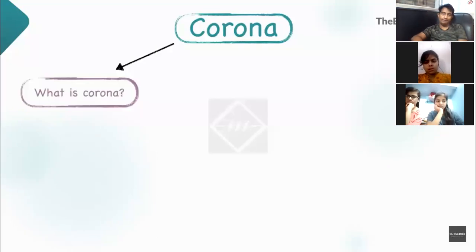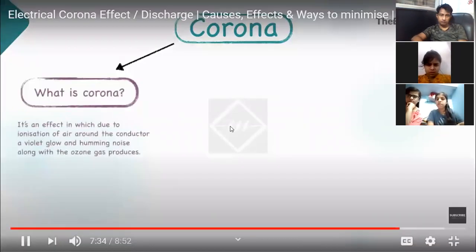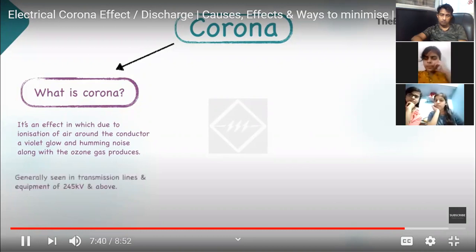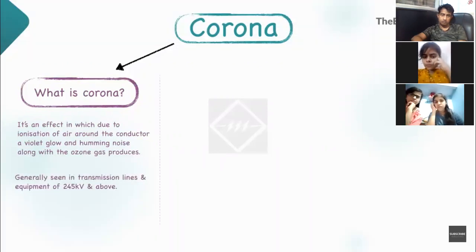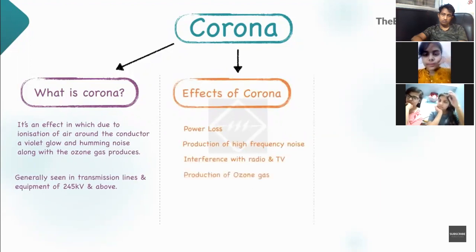So let's summarize this video. Corona is an effect in which, due to ionization of air, a violet glow and humming noise along with ozone gas are produced. Corona is generally seen in transmission lines and equipment of 245 kV and above. Corona can cause a lot of power loss. It produces high frequency noise which can interfere with nearby radio receivers and TV sets. Ozone gas can reduce the life of insulator and conductor.